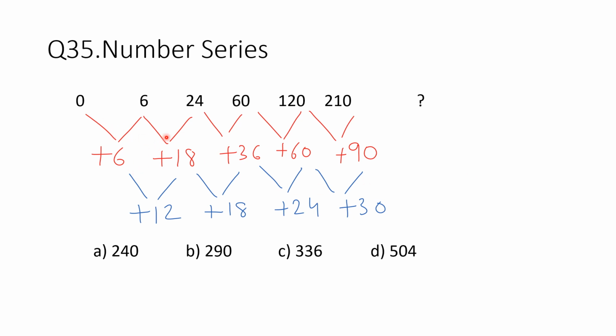Let's see how much is this. The differences, that's the first thing that comes to our mind, as I told you before also, right? So let us try to find out differences. 6. So this is plus 6 plus 18 plus 36 plus 60 plus 90.